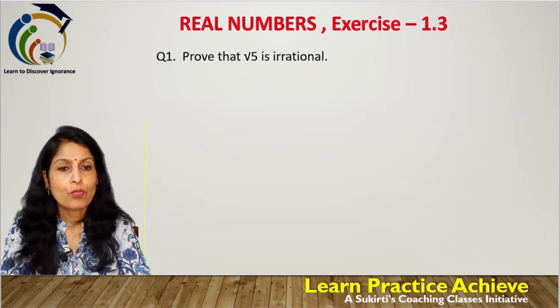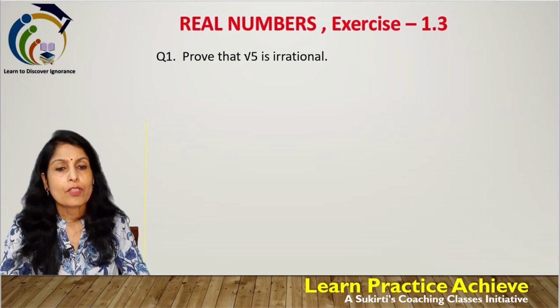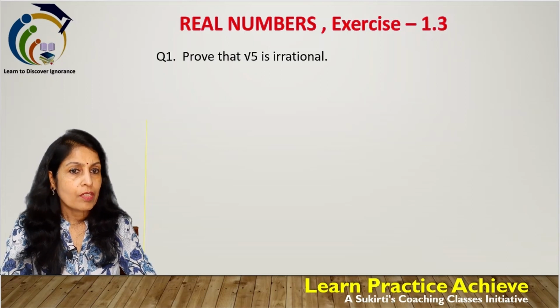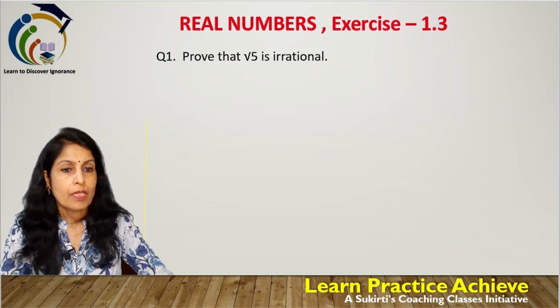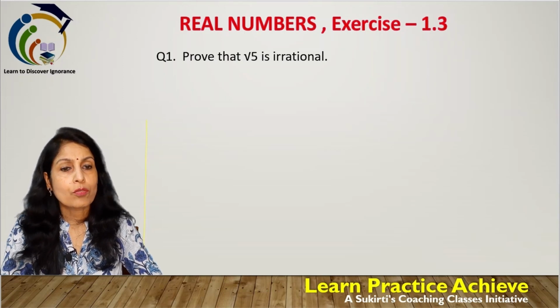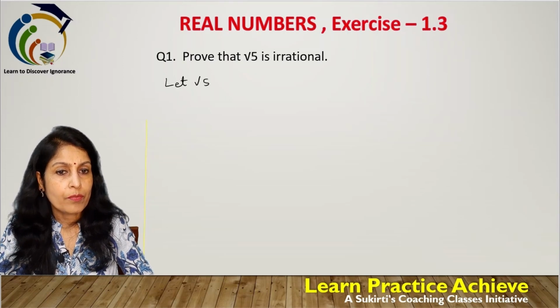Prove that root 5 is irrational. To find out whether a number is rational or irrational, first we have to take the contradictory of this number. Here it is given you have to prove it is irrational. So we will let root 5 be a rational number.